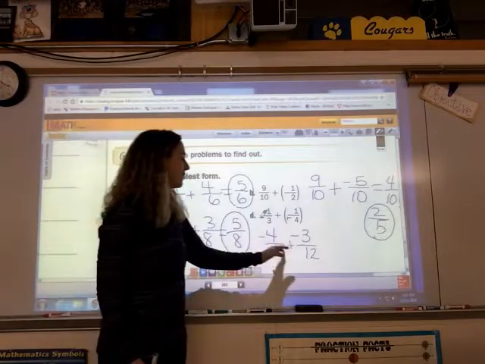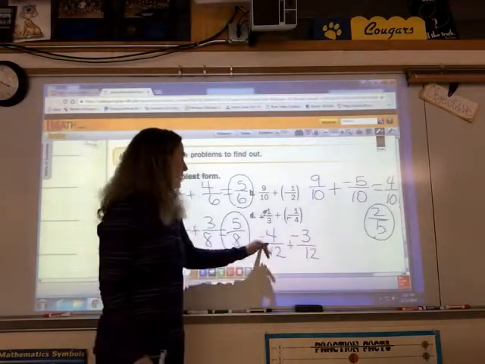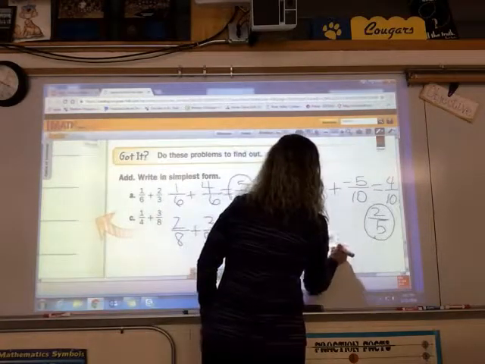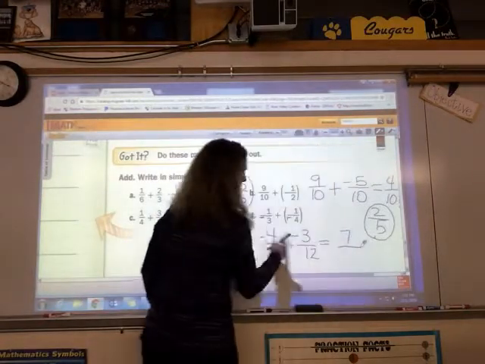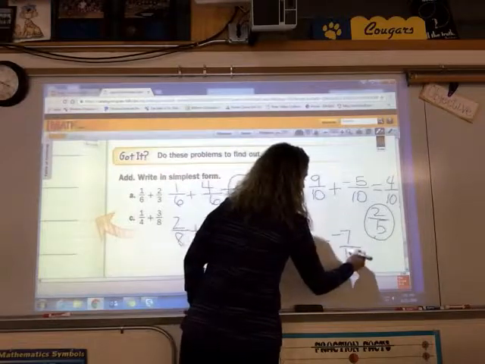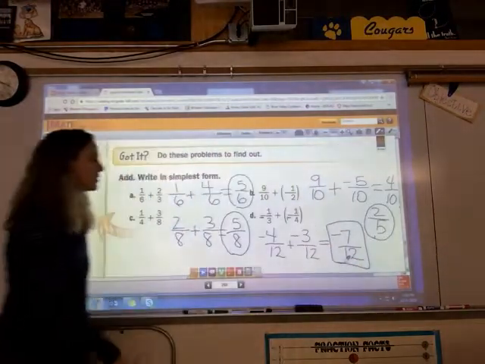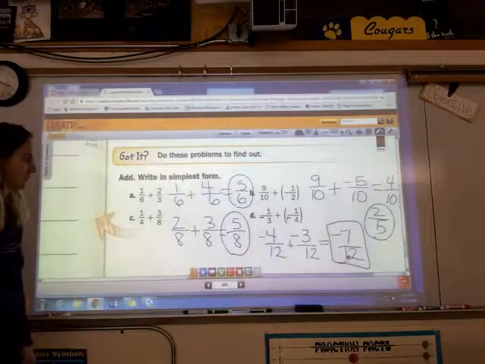You can see your negative signs that are out here. So I'm thinking negative 4 plus negative 3. Because these are both negatives, we're going to add 4 plus 3, and we would get 7. And we have to put the negative with it because they're both negatives. 12 is my denominator. It is in simplest form, so negative 7/12.